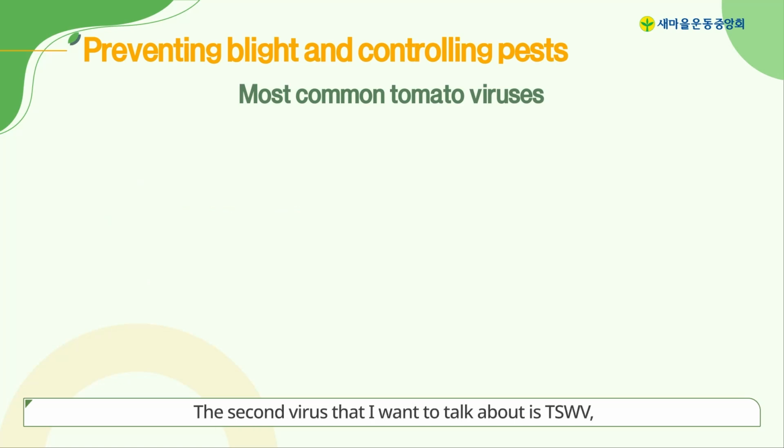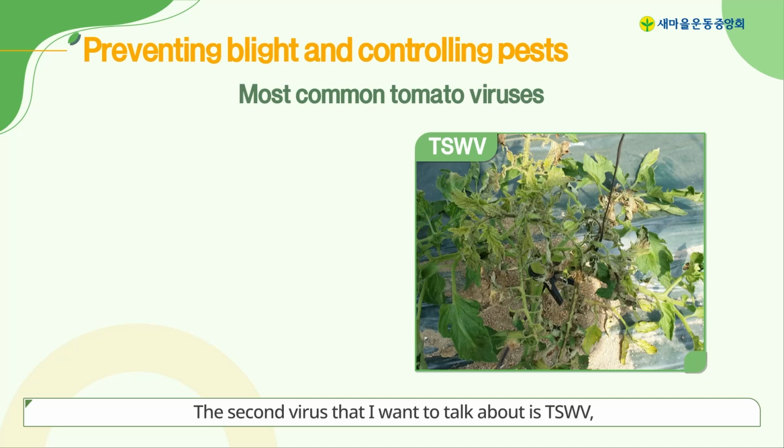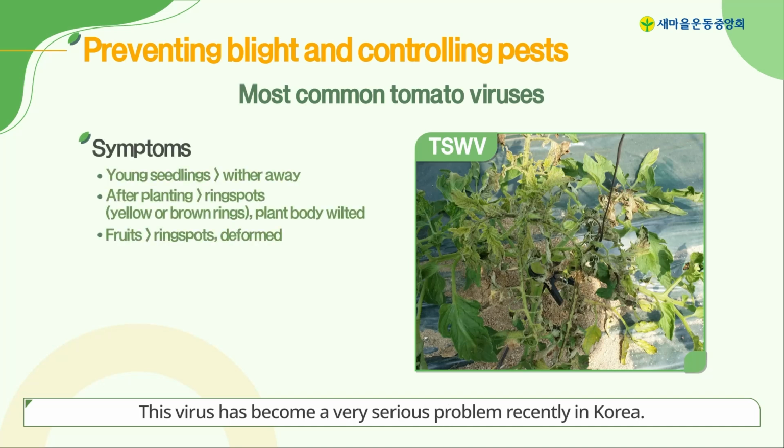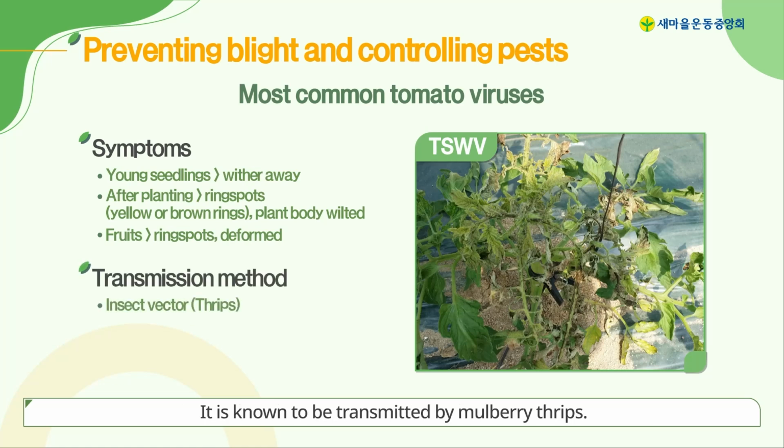The second virus that I want to talk about is TSWV, or tomato spotted wilt virus. This virus has become a very serious problem recently in Korea. If seedlings are infected with it, shoots and plant bodies easily die. When the body of a plant gets bigger after some multiplication of the virus, the disease creates circular spots on existing leaves or severely wrinkles new leaves. It makes typical circular spots on the fruit or deforms the shape. It is known to be transmitted by mulberry thrips.